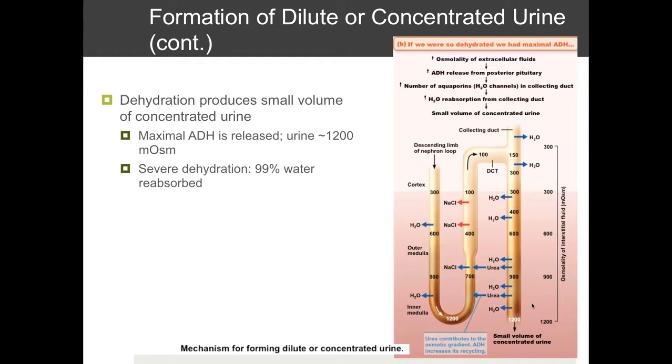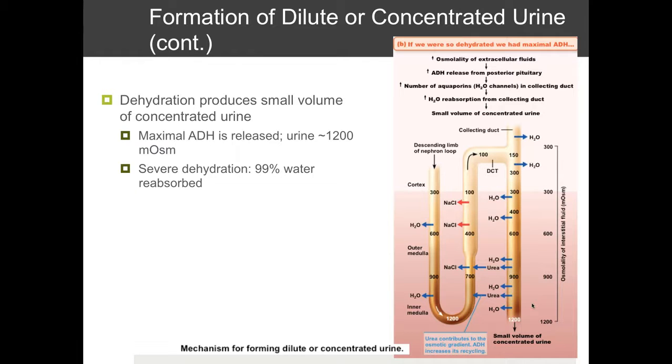Now for dehydration, the opposite here, we are going to produce a small amount of urine and it will be very concentrated. So now we have a greater amount of ADH, and osmolality is going to be about 1200 milliosmoles. And in this case, we use more of our juxtamedullary nephrons, and we have a couple different factors that are going to assist us in making concentrated urine.